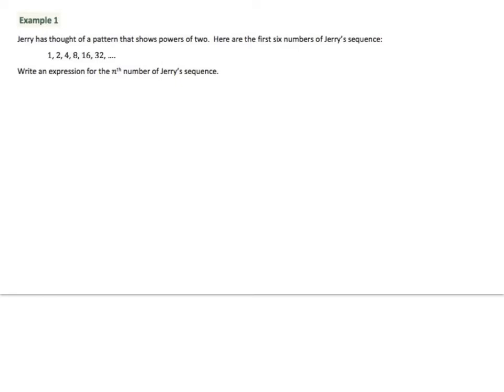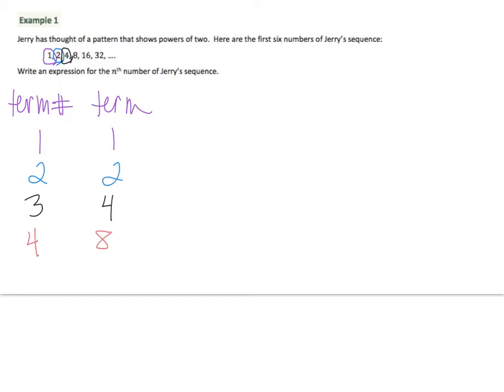If I look at it, I'm going to have a term number and then the term. So when the term number is 1, my term is 1. When my term number is 2, my term is 2. The second term in my sequence is 2. The third number in my sequence is 4. The fourth number is 8.